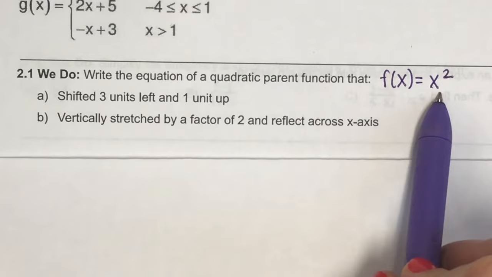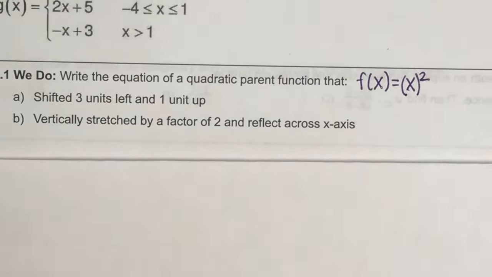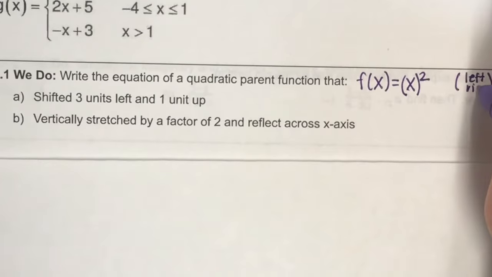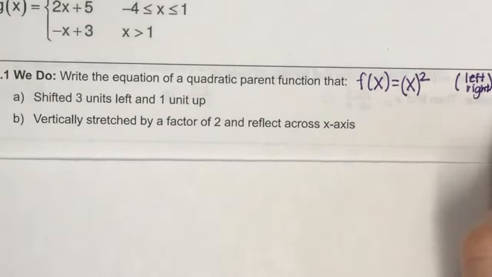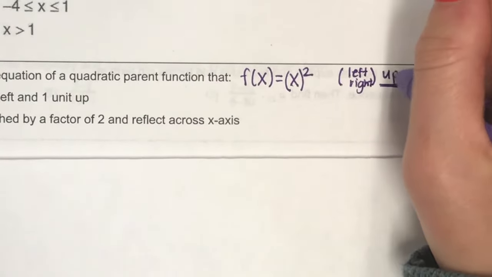Now remember, when you are inside the parentheses, that's when you go left and right. And when you are outside the parentheses, out over here, that's when you go up or down.